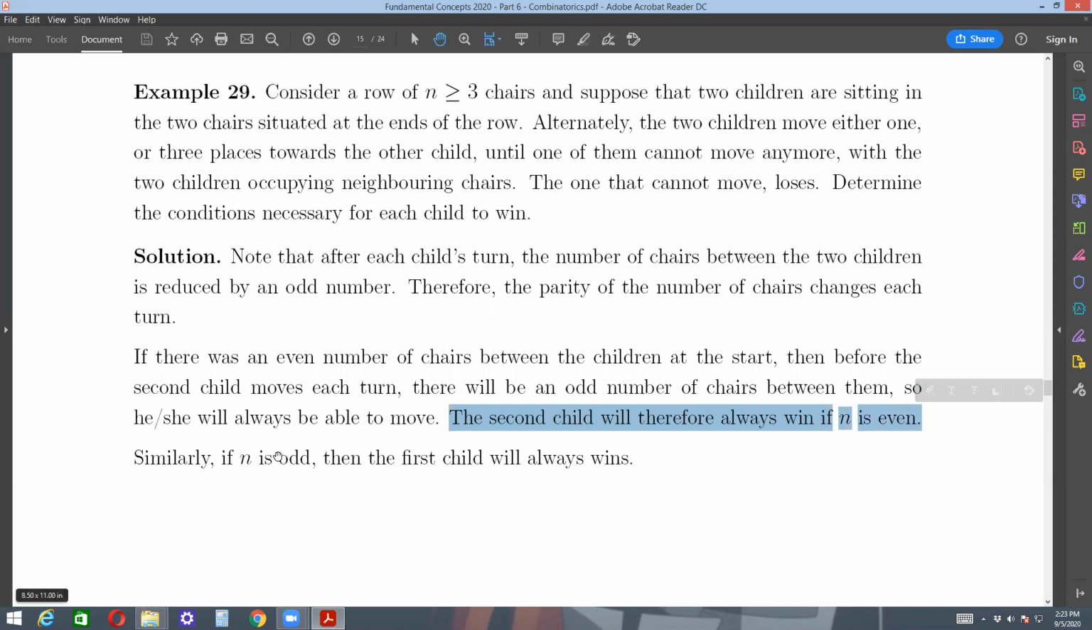But if n is odd, right? If there's an odd number of chairs, then the opposite happens. So the first child will always win, because after the first child's turn, there's always an even number of chairs between them, and eventually it'll keep reducing until they get to 0, and the second child will not have a chair to move to.